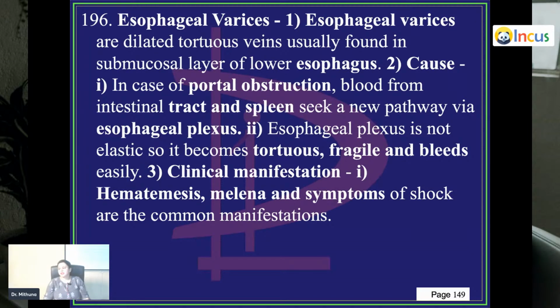Clinical manifestation is hematemesis. They can vomit blood because of this breakage, or there is bleeding inside and it goes down and gets mixed up with the fecal matter, which leads to melena. There can also be symptoms of shock because of excessive blood loss. That patient can go into shock.